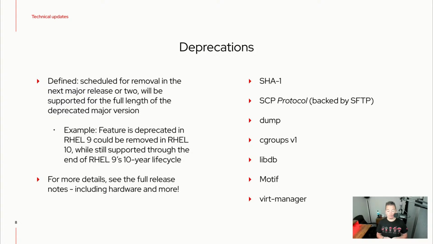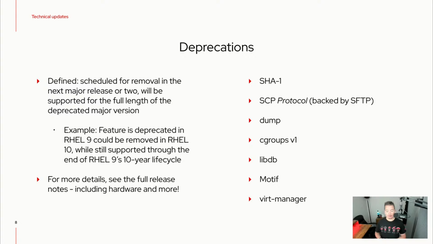These are things that will most likely not show up in RHEL 10, but it varies a little bit. But if you have it running on your system, you don't have to worry too much, because it won't really manifest itself until the next major release. So a few examples are SHA-1. Hopefully no one is using SHA-1.